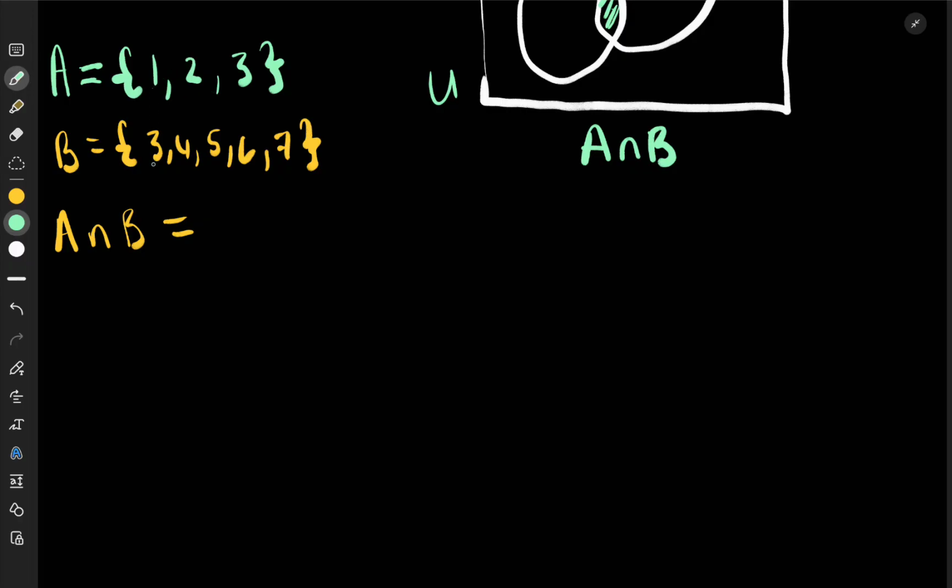So we check 1. Is 1 also in B? No. 2. Is 2 also in B? No. 3, the next number. Is it in B? Yes. So we can put it. So this would just be 3, and you are done. You don't have to try 5, 6, 7 because they are not even in A, so you're wasting your time. Now this would be it.